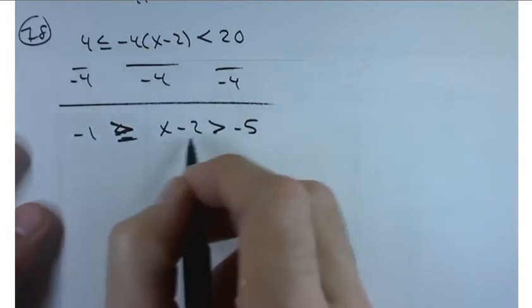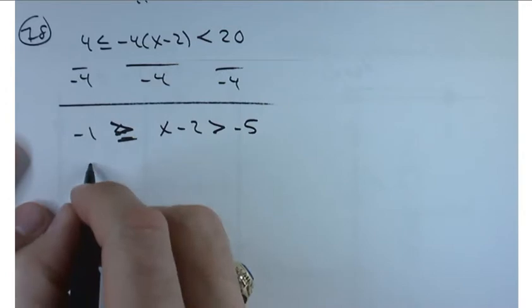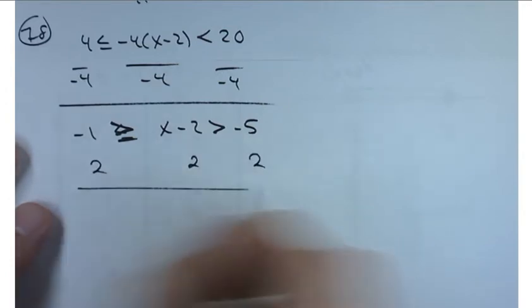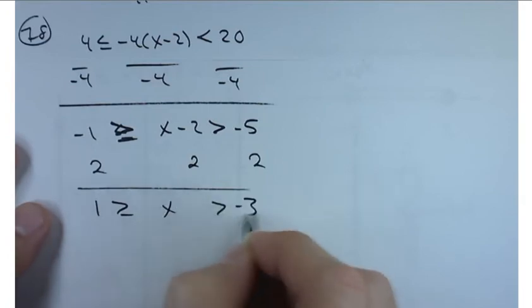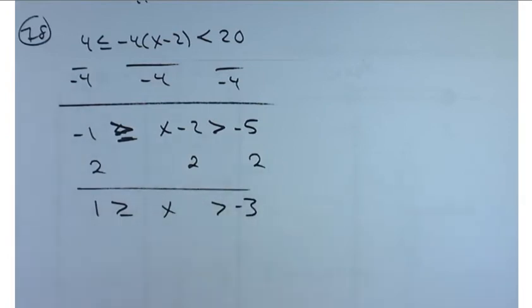What's the last thing to do then? Add 2. If you just add 2 to both sides, or all three sides, you get 1 is greater than or equal to x greater than negative 3. So that's a different way to solve it. Most people probably wouldn't do that, but it is a good way to solve it. So, if that works for you, great.